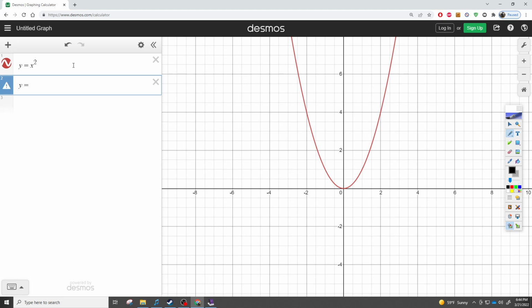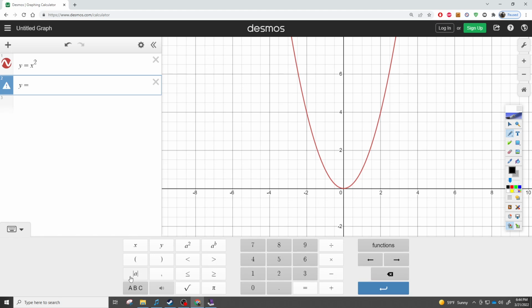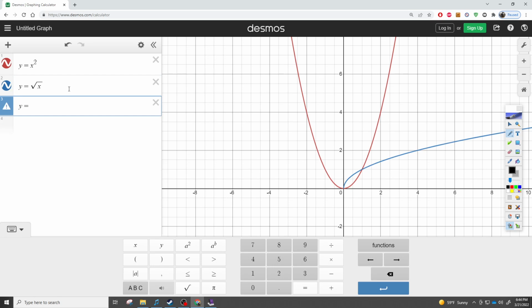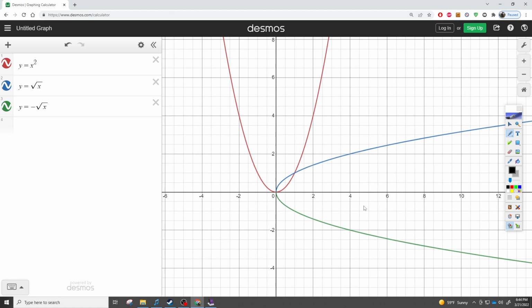Not sure how to enter square root. Let's try this. Here it is. Square root of x. So remember, that gives you that sideways curve here. And we would also need the negative version of this. Y equals negative square root of x, to get both of them.